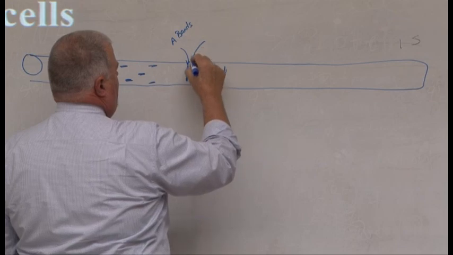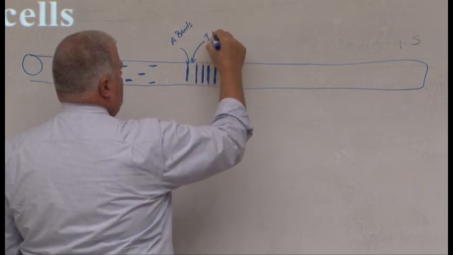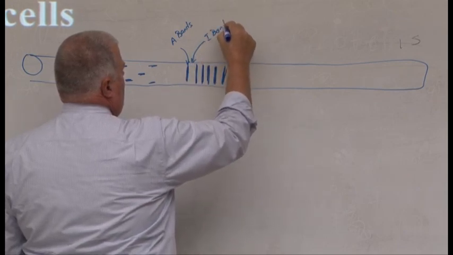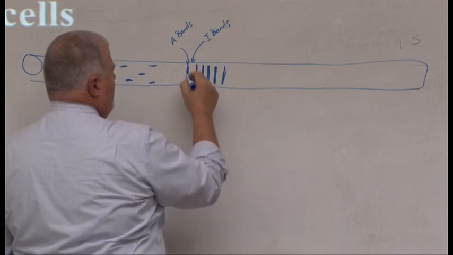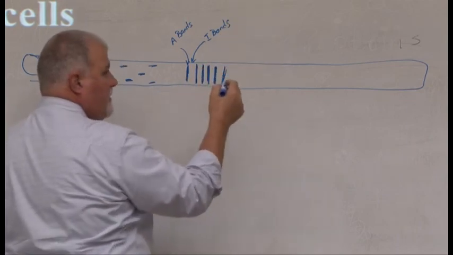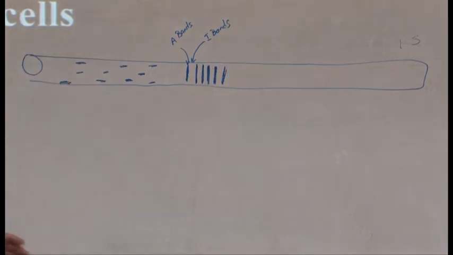And we're going to call the light bands in between I bands. So it's a repeat pattern of A band, I band, A band, I band. And then that's related to the fusion of many small cells during embryonic development that created the cell. So what we say is, because it has this repeated pattern of light and dark banding, that it's striated.